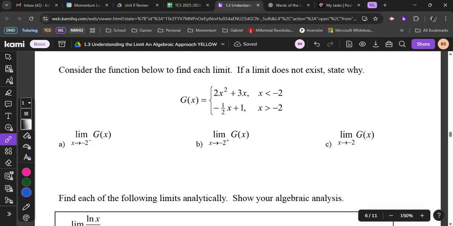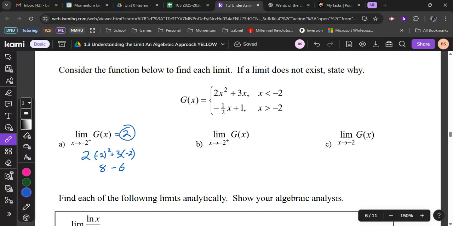From the left, which means x would be smaller than negative 2. Exactly. So I'm going to use that first one, and I'm just going to try and plug it in, right? So negative 2 squared is 4, plus 3 times negative 2... minus 6. So my answer is just 2. You all with me on that? Yeah, we're good? Excellent.